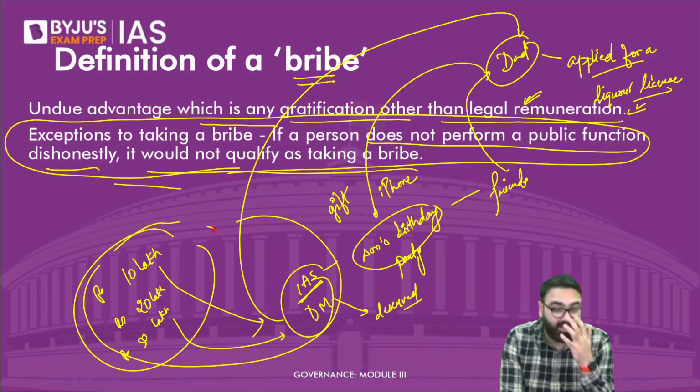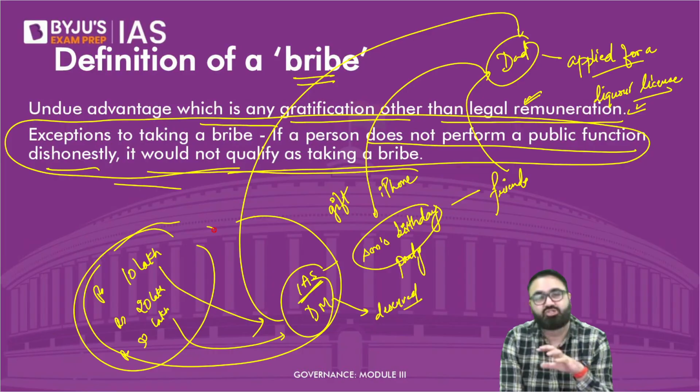Now, many people are saying in the chat that it is a loophole. See, again, there are two ways to look at it. The problem is, right now you are looking at this situation as an outsider. As an outsider, it looks like a big loophole to you. Now look at this situation from the point of view of the IAS officer, from the point of view of the DM.